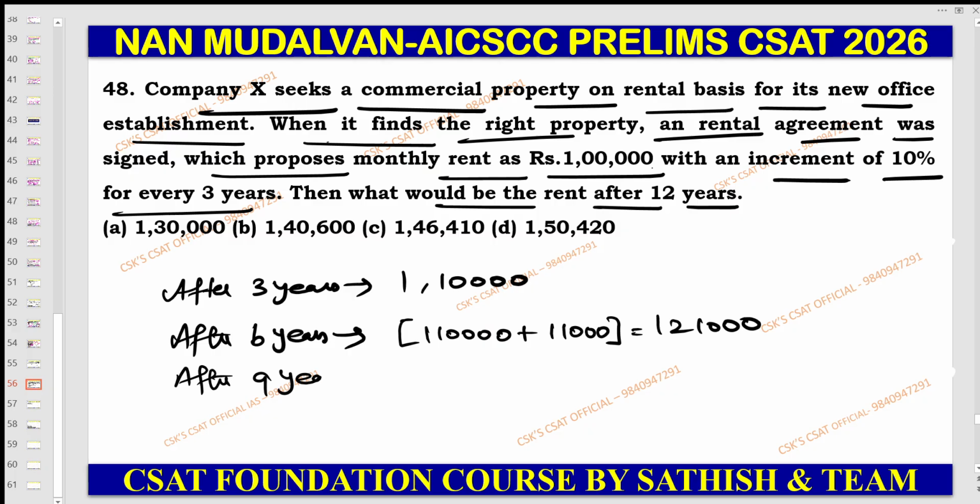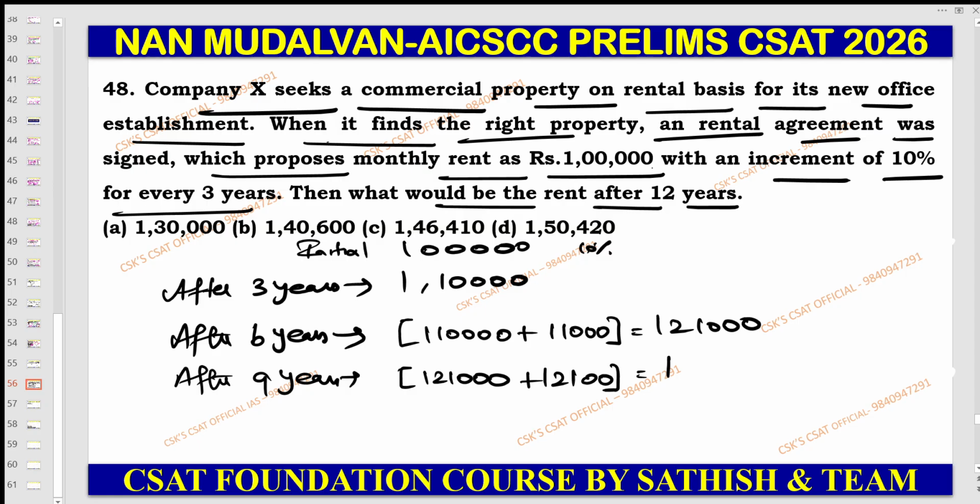After 9 years, 121,000. 10 percent means what? Because 10 percent is added here, because the initial is 1 lakh. Understood? So therefore 10 percent means 12,100. So therefore 133,100. So after 12 years, you can do a simple manual calculation with this question. Easy question, this one.